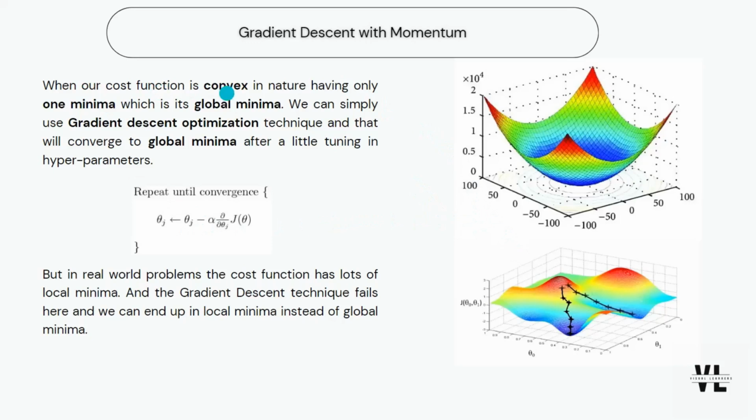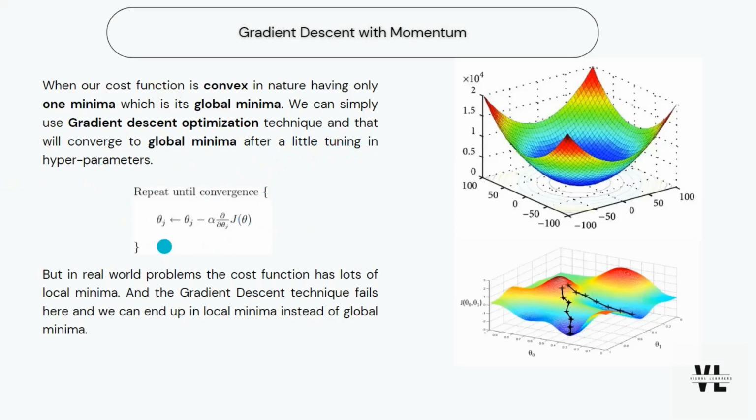When our cost function is convex in nature, having only one minima, which is a global minima, as you can see, this cost function is a perfectly convex function. It is also known as ball shape, and if we put a ball here, then it's going to roll down naturally to the global minimum, as we only have one global minimum. In this case, we can simply use gradient descent optimization technique, and that will converge to the global minima after a little tuning in hyperparameters.